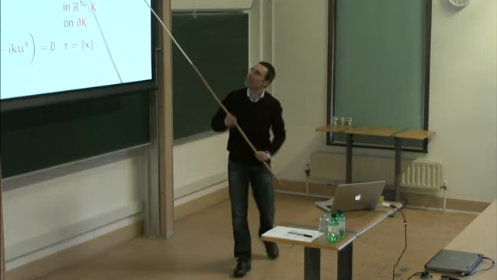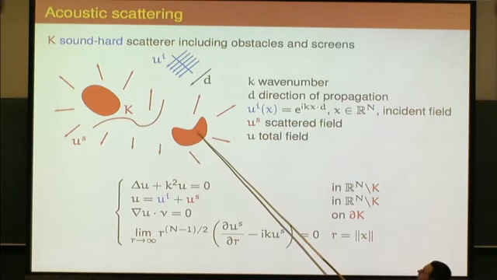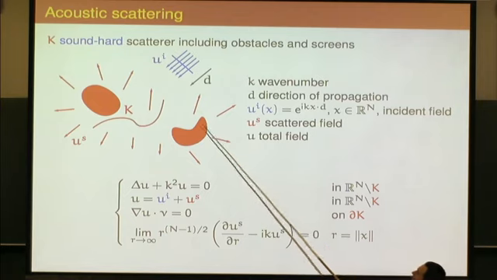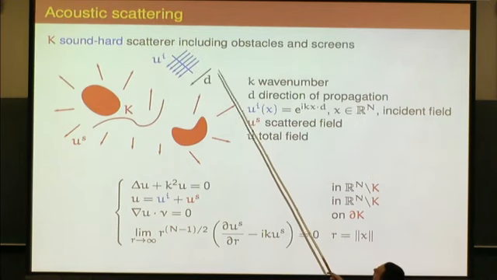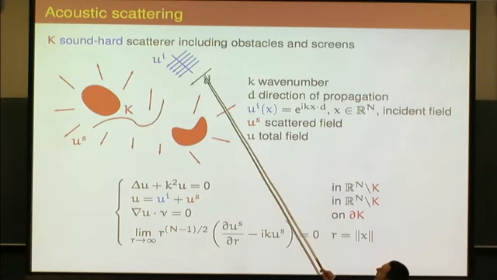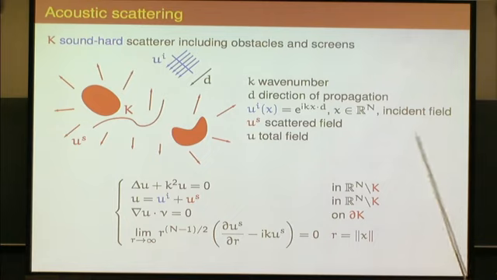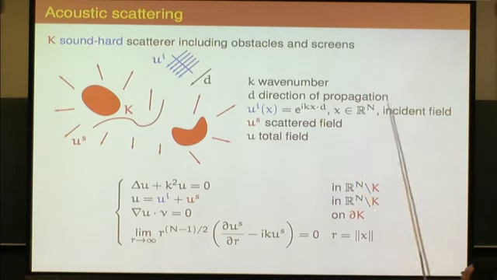You have a scatterer here, which might consist of obstacles, which are objects like this, or screens, but is an object like this. And by a scatterer, I always mean a compact set whose exterior is connected. That's the important part. And then if you send a wave, I'm considering acoustic scattering, in the time harmonic case, so if you send an incident wave, in this case, for instance, a planar wave, this is characterized by a wave number k and direction of propagation, and its field is given by the usual formula here.